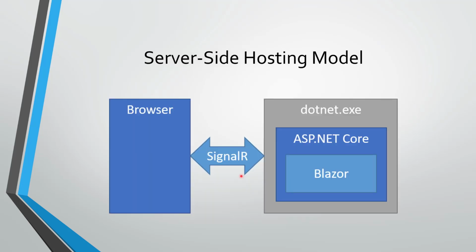A little bit more complicated to reason about is the server-side hosting model. What happens in this one is all that stuff that was happening in Blazor before is happening on the server side. SignalR is just pushing the rendered content back to the browser. So this isn't using any WebAssembly on the browser, but the same kind of components can be created over here on the server side, and then the resulting DOM is updated over here in the browser.